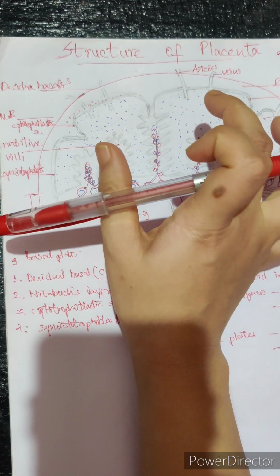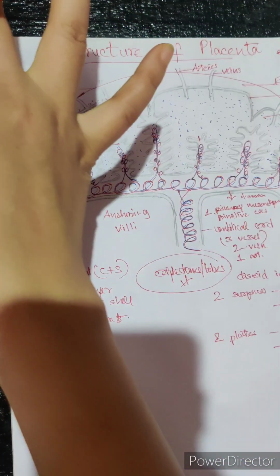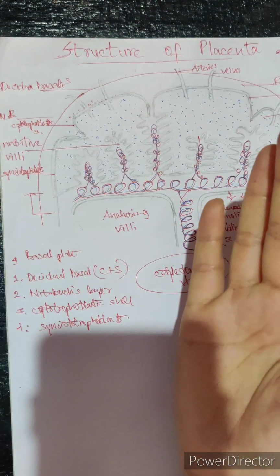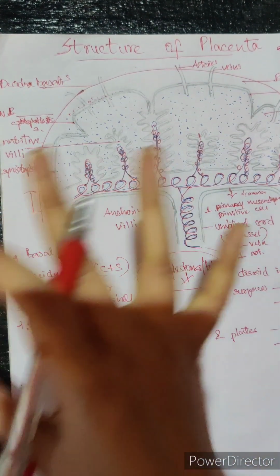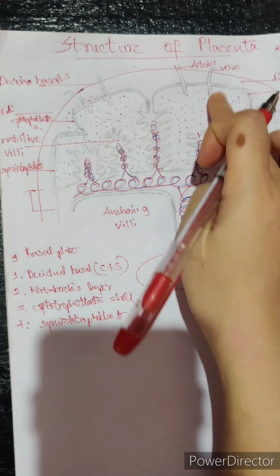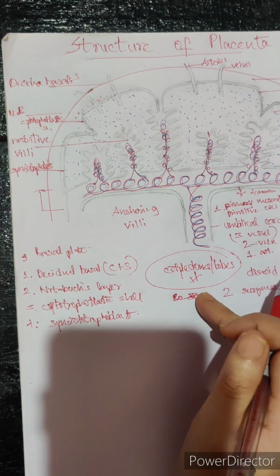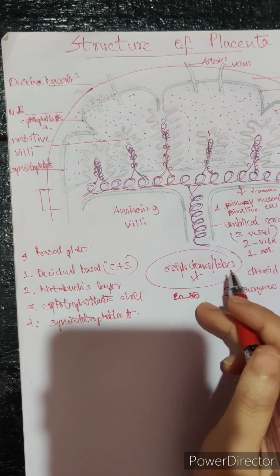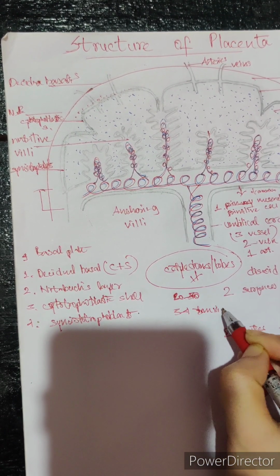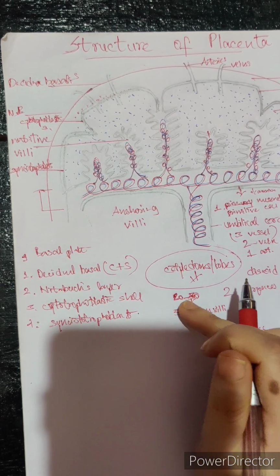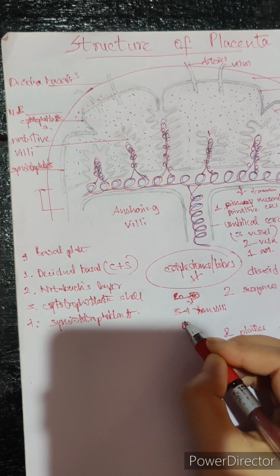They are actually present on the maternal surface, not on the fetal surface. If we flip the placenta, you'll see the maternal surface. There are a lot of cotyledons, and each cotyledon contains around 3 to 4 stem villi. There are 20 to 30 cotyledons, which makes it around 60 stem villi.